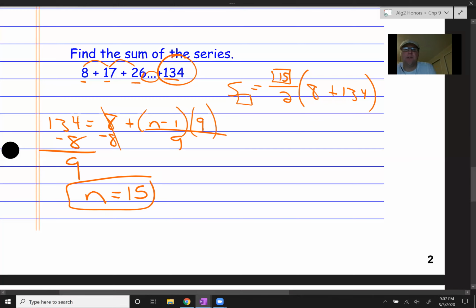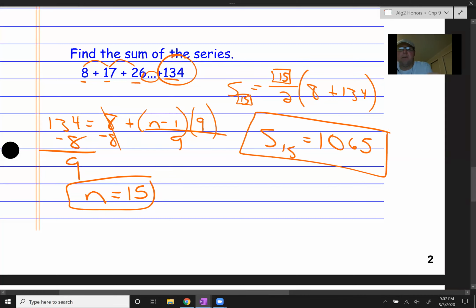So that means I want you to find the sum of the first 15 terms. So here we go. We got 15 divided by 2. You're thinking that's weird. We're going to add together 8 and 134 and then multiply by 7.5. So the sum of the first 15 terms, calculator up, 1,065.